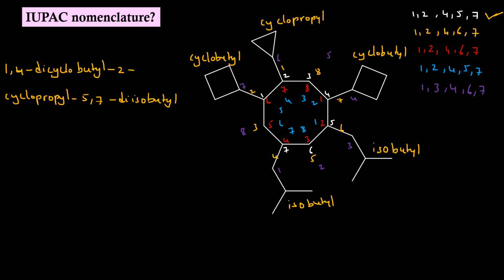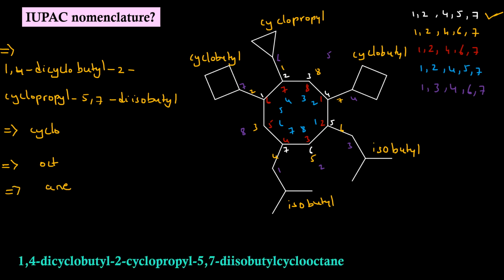Primary prefix will be cyclo. Root word is oct. Primary suffix is ane. So the IUPAC name will be 1,4-dicyclobutyl, 2-cyclopropyl, 5,7-diisobutyl cyclooctane.